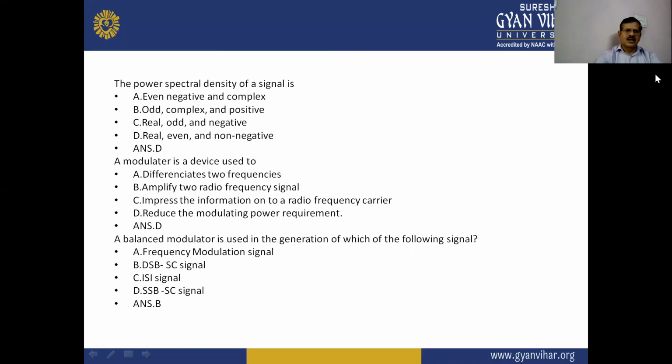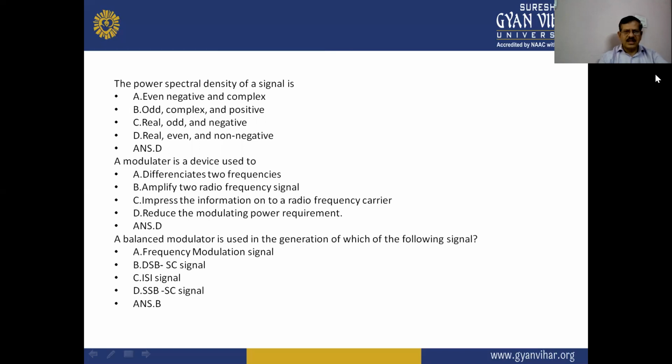Next, a modulator is a device used to: option A, differentiate two frequencies; option B, amplify two frequency signals; option C, impress the information onto a radio frequency carrier; and option D, reduce the modulating power requirement. The correct answer here is option D. The function of the modulator is to reduce the modulating power requirements.